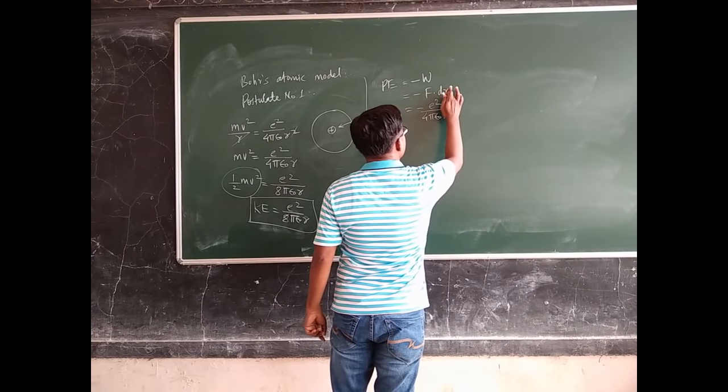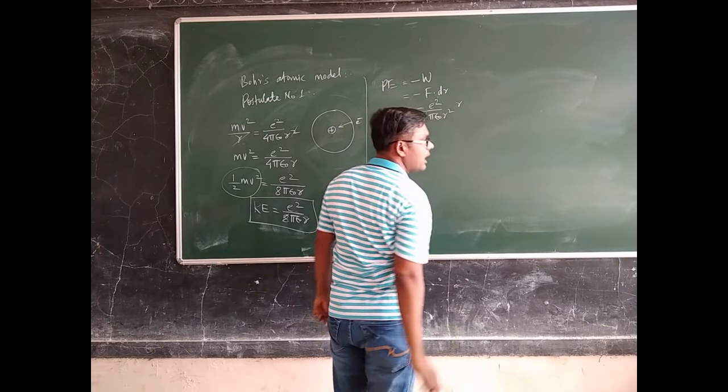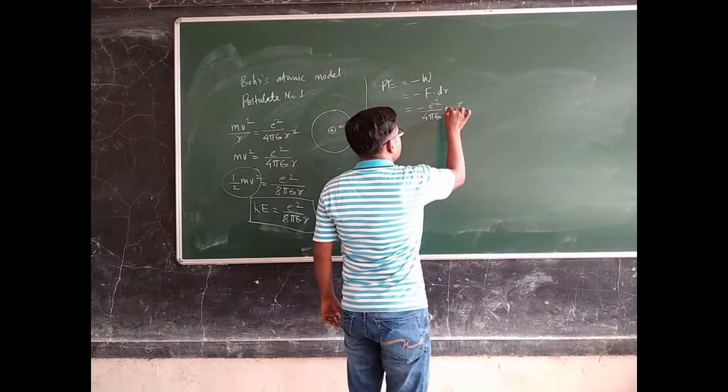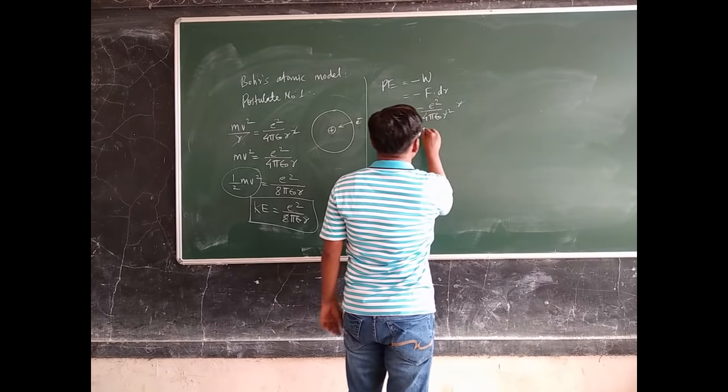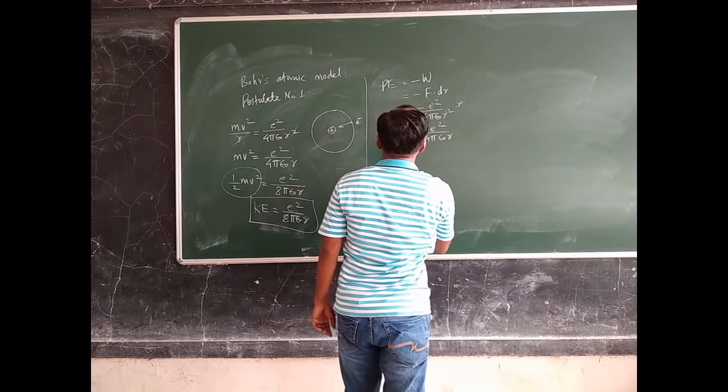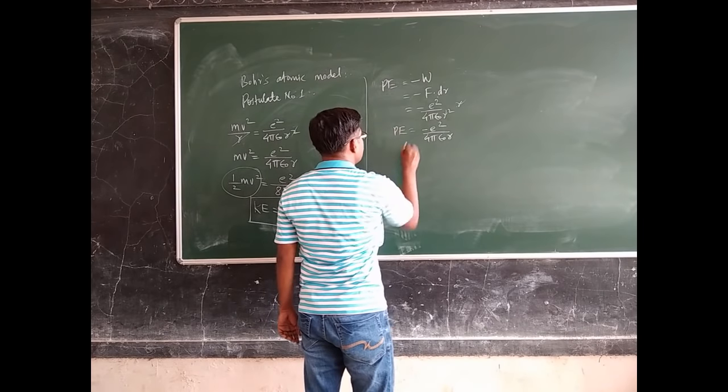In place of dr, we can also use r, because here we have used r square. So r gets cancelled. So minus E square divided by 4 pi epsilon 0 times r. So this is the potential energy.